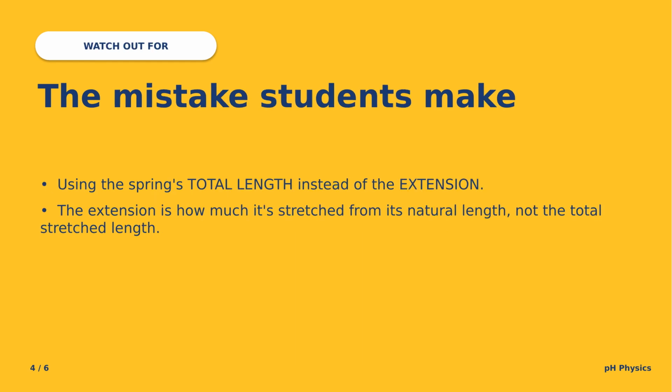Common slip: using the spring's total length instead of the extension. The extension is how much it's stretched from its natural length, not the total stretched length.